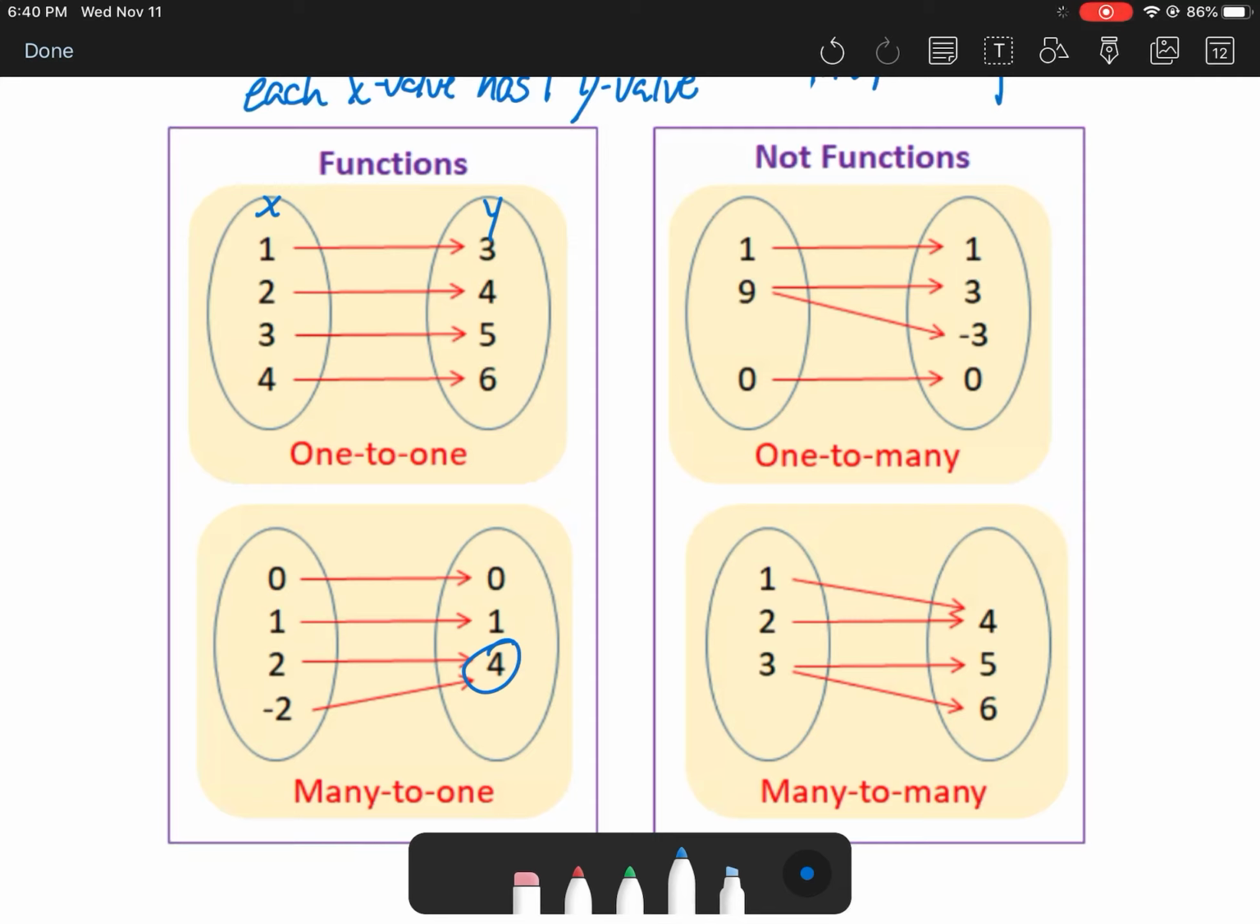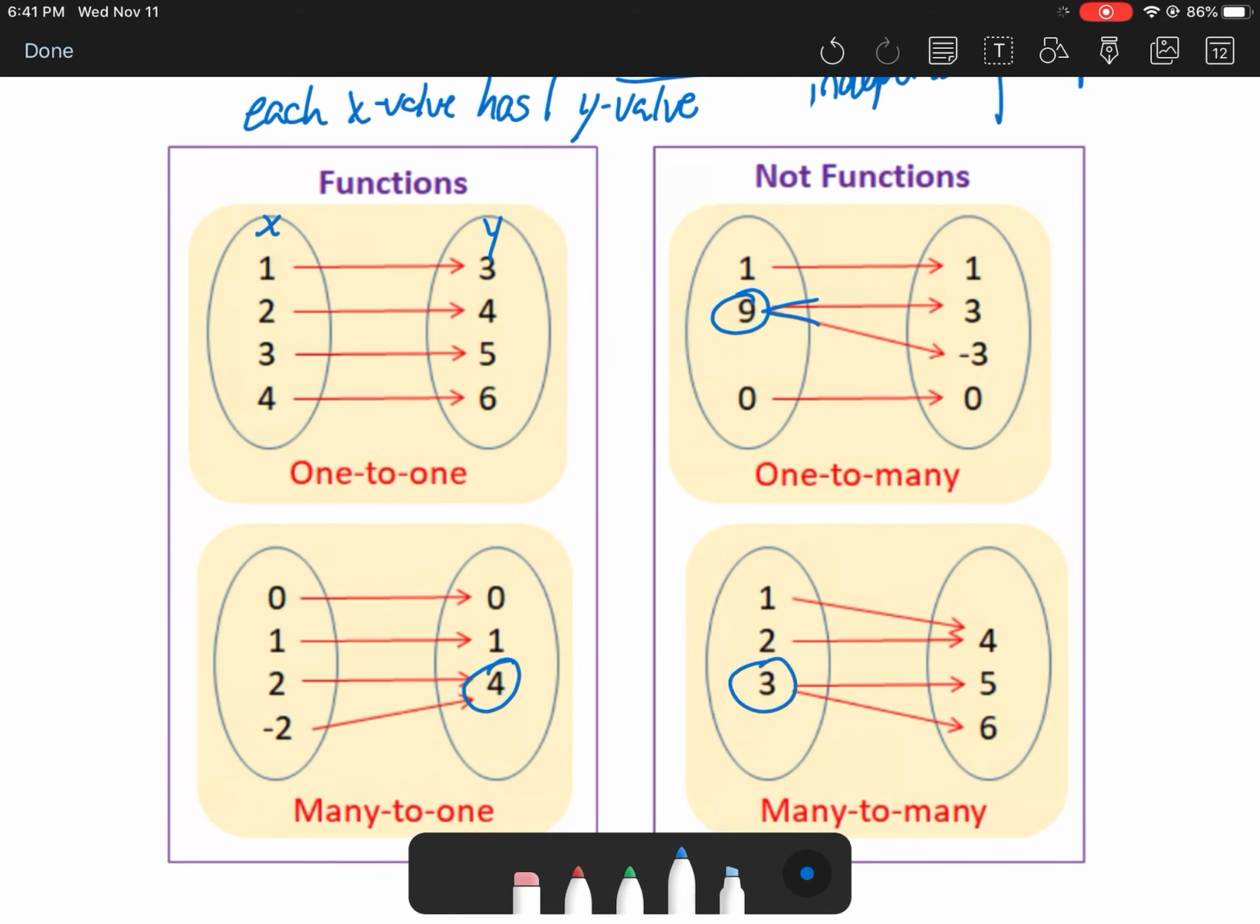If you look over on this side, this 9 is going to both 3 and negative 3. So it is not a function because of that. And the same thing for this guy. This 3 has 5 and 6. It is not a function because the x values need exactly one y.